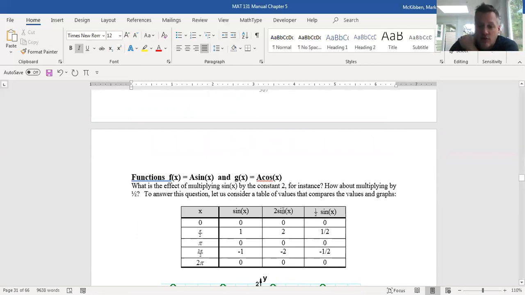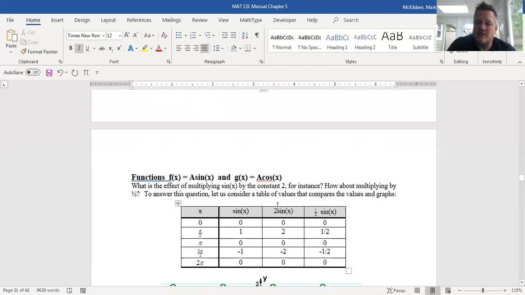If I were to put in 2 or 1/2 as my a value, just compare these at the very standard points here at the pi over 2 multiples, so you can easily see how the change is going to occur. We know that the sine values at these points are 0, 1, 0, -1, and 0. If I multiplied the sine of x by 2, I'm literally just multiplying the output each time by 2, so I get 0, 2, 0, -2, and 0. Had I multiplied it by a half, I'm doing the same thing, multiplying these outputs by a half.